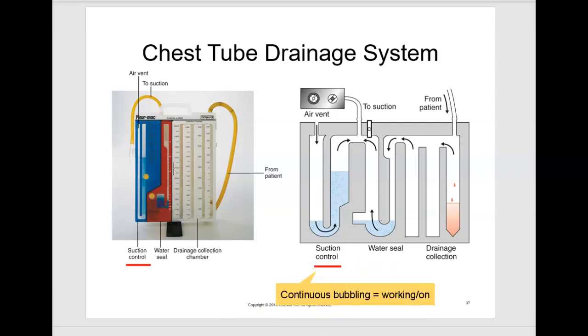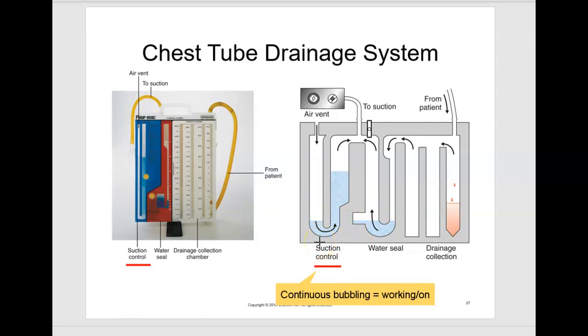And finally, the third chamber is the suction control chamber, and that third chamber does just that. It controls the amount of suction being applied to that chest tube. There's different types of drainage systems. You might have a wet drainage system or a dry drainage system. The picture here shows a wet drainage system because we actually use liquid to help control the amount of suction.